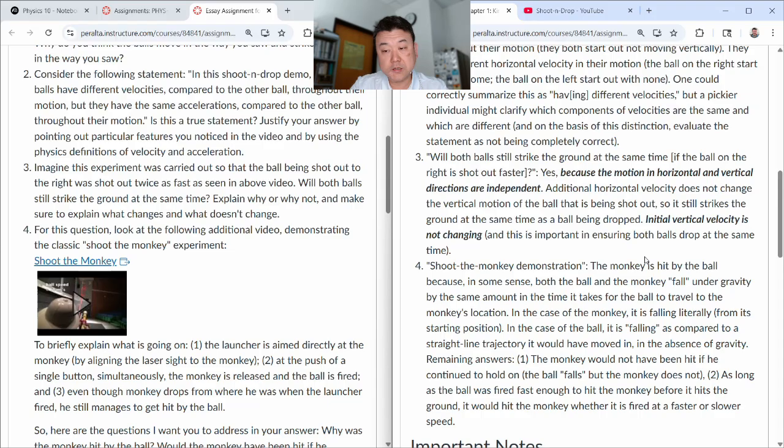Additional horizontal velocity does not change the vertical motion of the ball that is being shot out, so it still strikes the ground at the same time as a ball being dropped. Initial vertical velocity is not changing, and this is important in ensuring both balls drop at the same time. So the one care they have to take in setting it up was that the ball being shot out is being shot out horizontally and not at some angle.